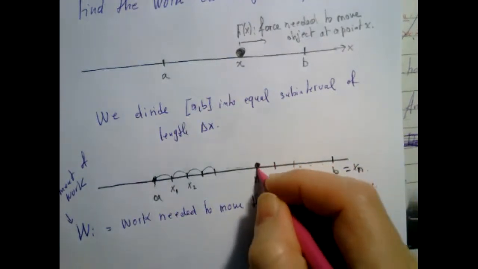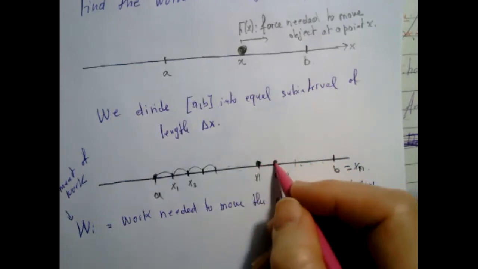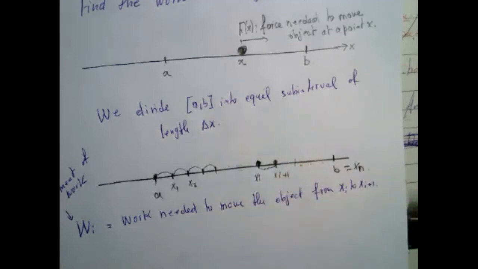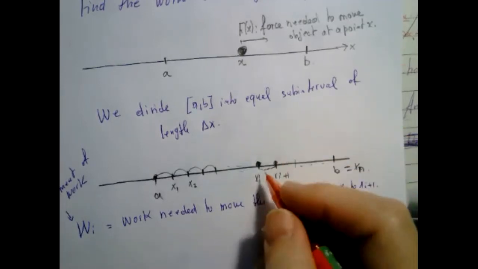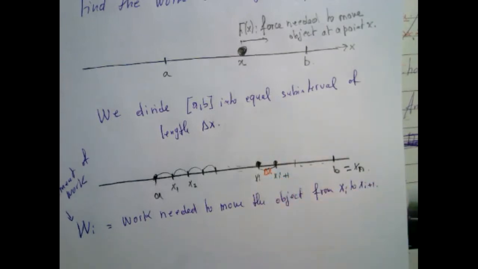So my object is here. I want to move it all the way here. I'm going to move it a very small distance. So from here to here, this is delta x. And I'm going to move it very little, very tiny. So we're going to make the following assumption, which makes sense. I can only compute work if the force is constant. If the force is not constant, I have an issue.